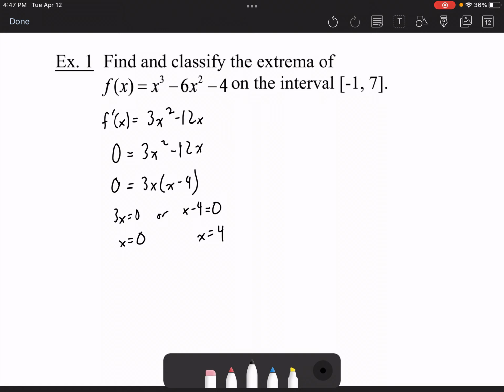Now this is just not enough to actually check if these are maximums and minimums. We also need to know where it's positive and where it's negative. So we need to look at where the function's increasing and decreasing. So we still need to create an interval chart. Now because our domain is specified from -1 to 7, we have to start at -1 and increase to 0, and then go from 0 to 4, and then go from 4 to 7.